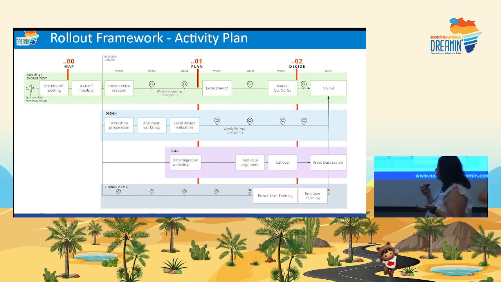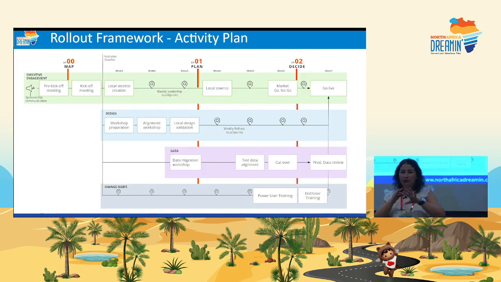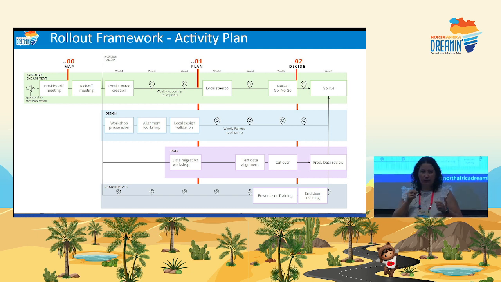So here we just wanted to present a framework, or a set of activities, that you could do when you go to roll out to a market, right? We have divided it into streams. The first stream is the executive engagement. The first thing you want to do is to really get the engagement from the executives in the different markets, so that they support you.